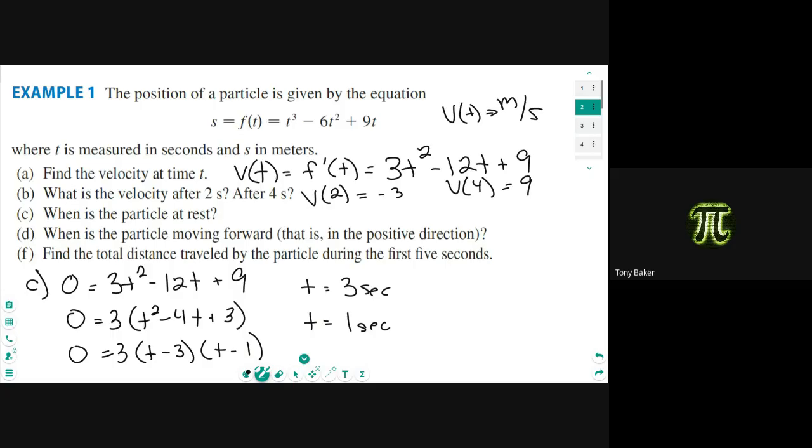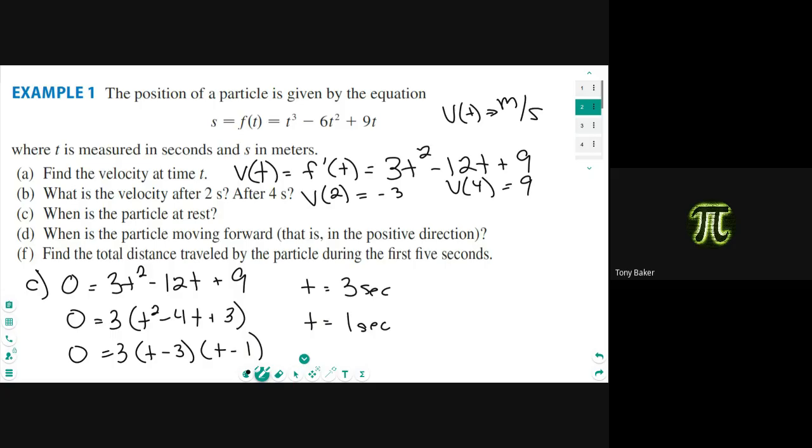So the question says, when is the particle moving forward? So we're looking for when it has a positive direction. So how do we determine that? How can we determine when my velocity is positive? Well, if we plug in t as 1 and t as 3, we're going to get 0, right? So we've got to plug in ones that are around it, right?